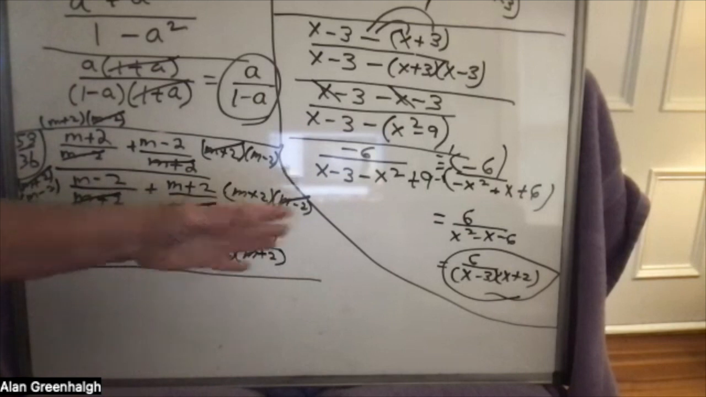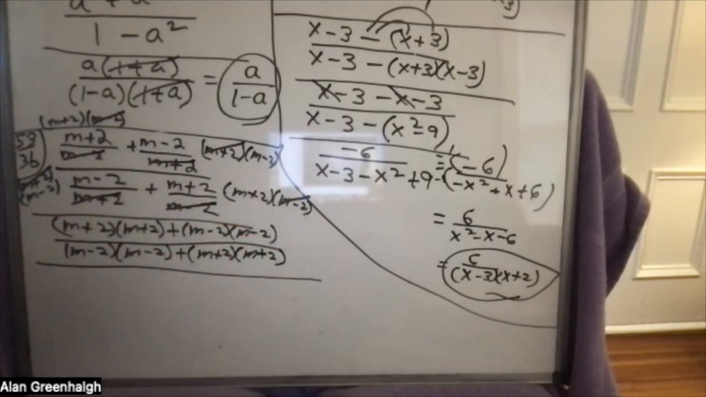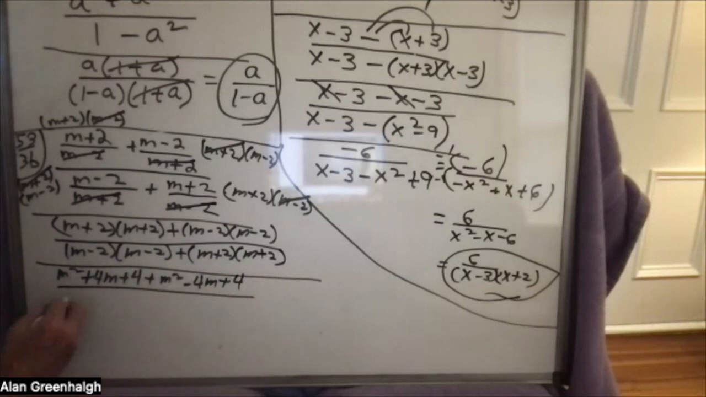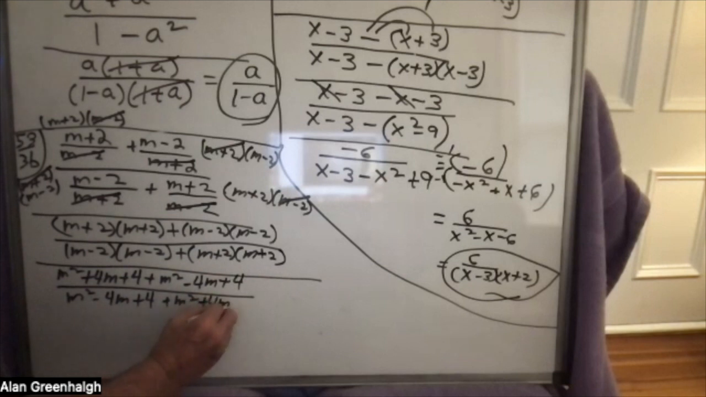Now I'm going to multiply a million binomials. Get ready for this. M squared plus 4m plus 4 plus m squared minus 4m plus 4, divided by m squared minus 4m plus 4 plus m squared plus 4m plus 4.